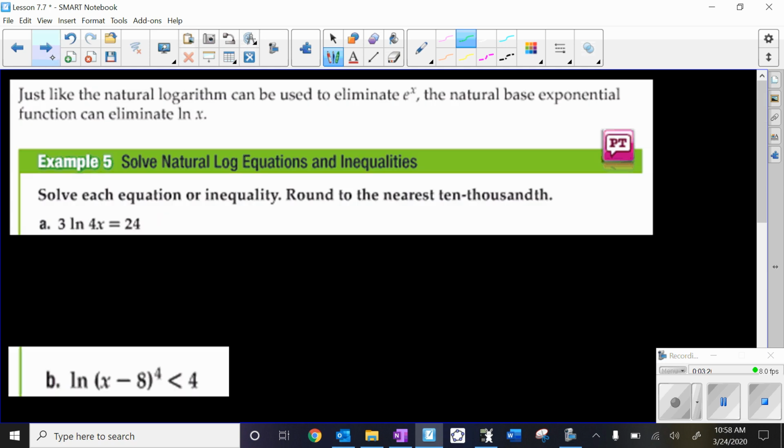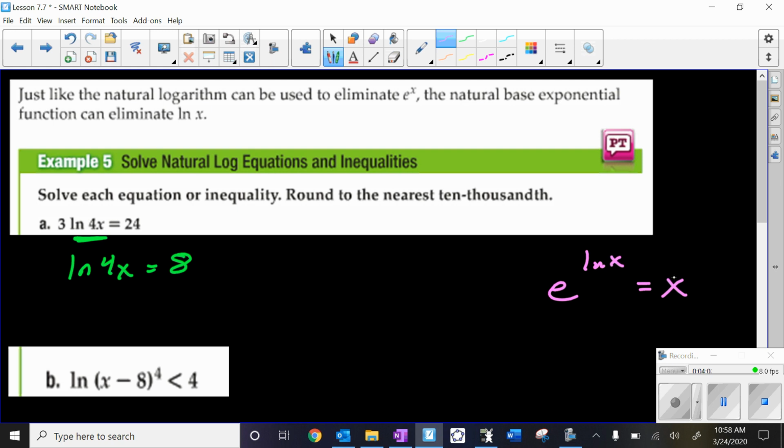We're going to do the same thing with the natural log. I want to get natural log of 4x by itself. So in order to do that, I'm going to divide by 3, leaving me with natural log of 4x equals 24 divided by 3. That gets me 8. And this is where your property comes into play. I'm going to use e to the natural log of x equals the value of x. So what I'm going to do is take a base of e, and shove everything else up into the exponent.